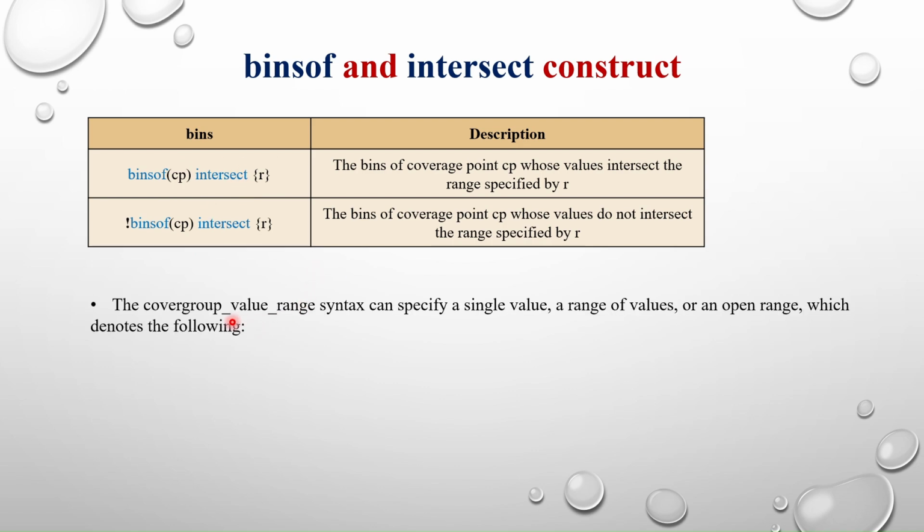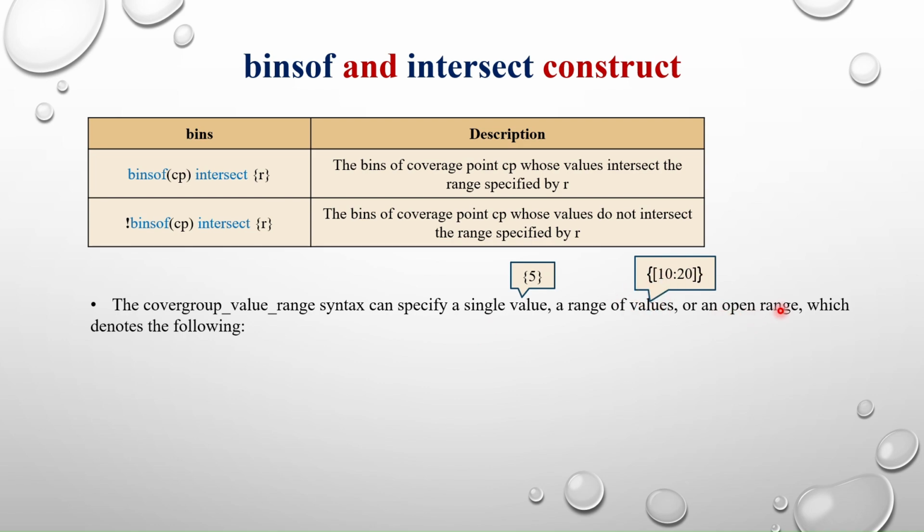And one more point is the covergroup value range. The covergroup value range means this R. Okay, I'm talking about the range. The covergroup value range syntax can specify a single value, a range of values, or an open range, which denotes the following. So the range can be a single value like this, or a range of values, 10 down to 20. It's a range, right? So it can be a range or an open range.